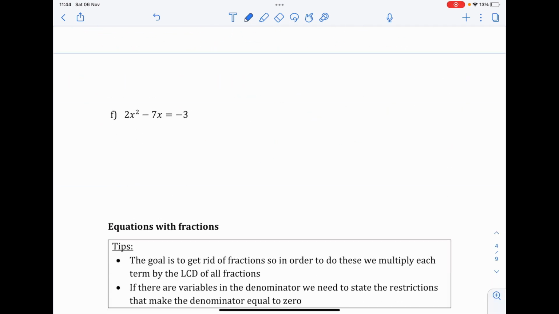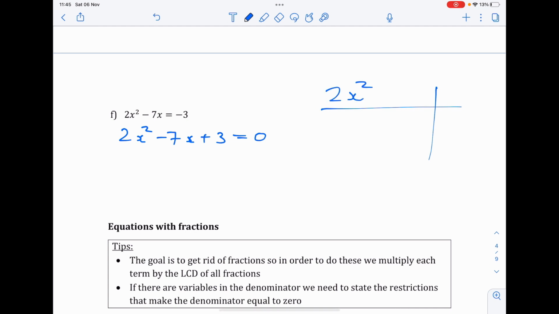Question F. So I can see again that this is a trinomial or a quadratic because of the square, then just an x, and then just a number. So your step is to bring everything to the same side. So 2x squared minus 7x plus 3 equals 0. And now this is a trinomial, so let's factorize it, doing this method.